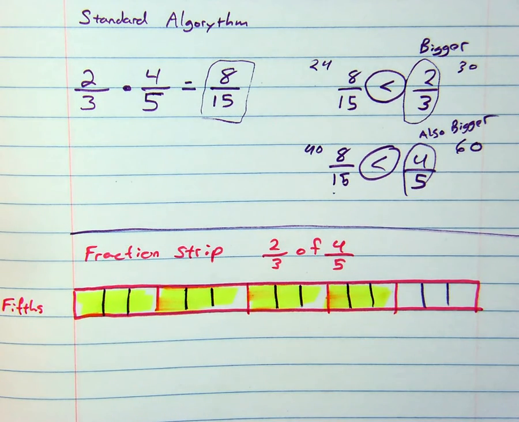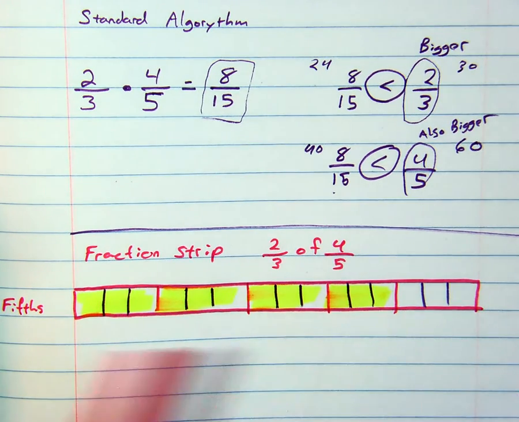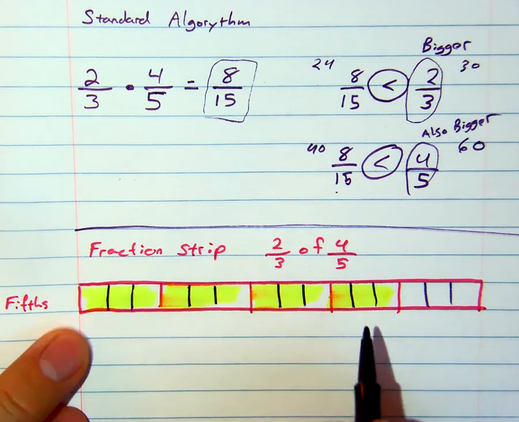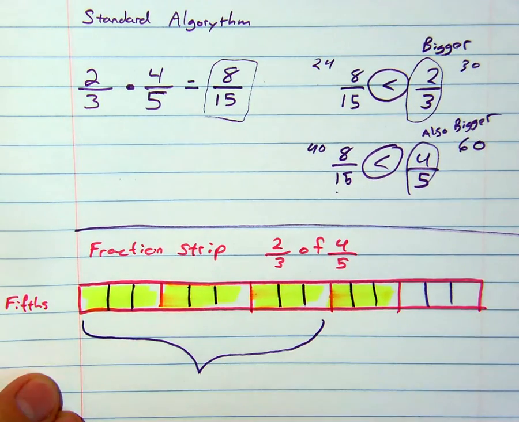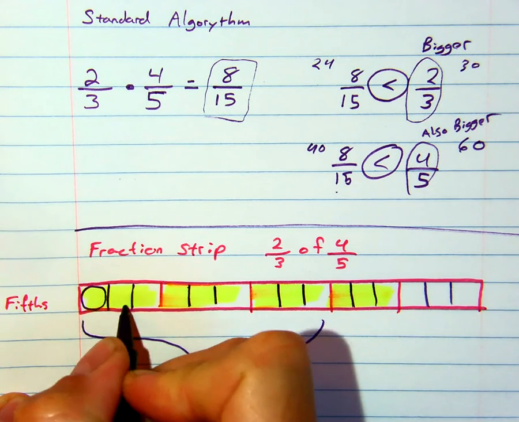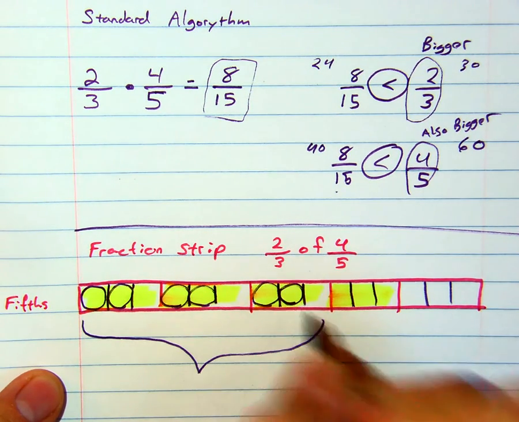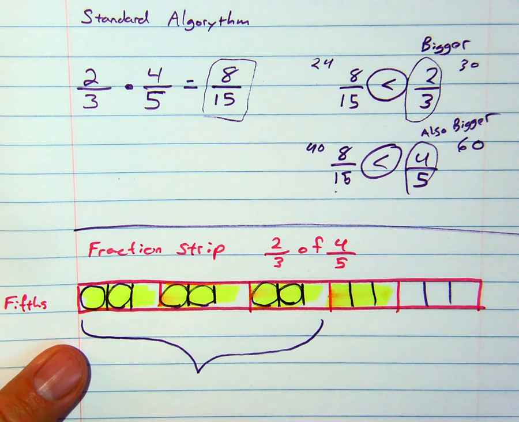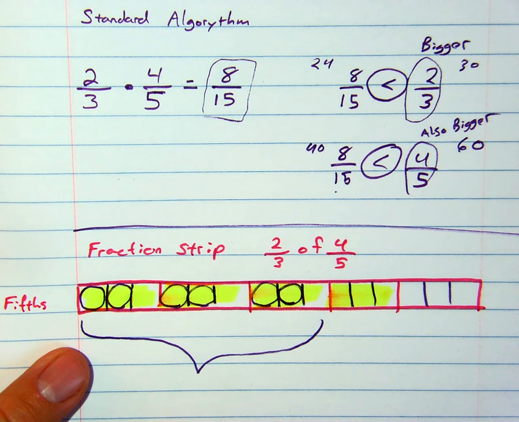Now, I want to go back through and do, let's see, 2 out of the 3 parts. So I'm looking between here and here. So I'm literally taking 1, 2, 1, 2, 1, 2. So 2, 4, 6 of 4/5. Are we there yet? No.